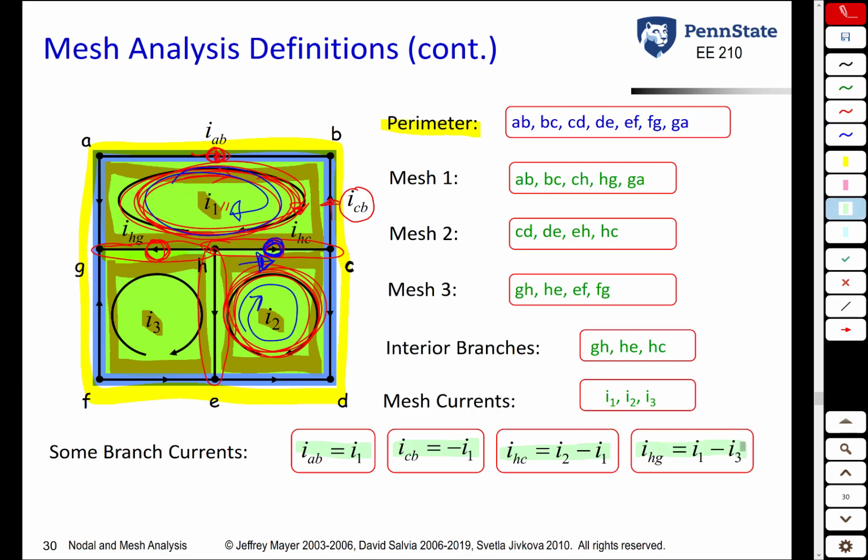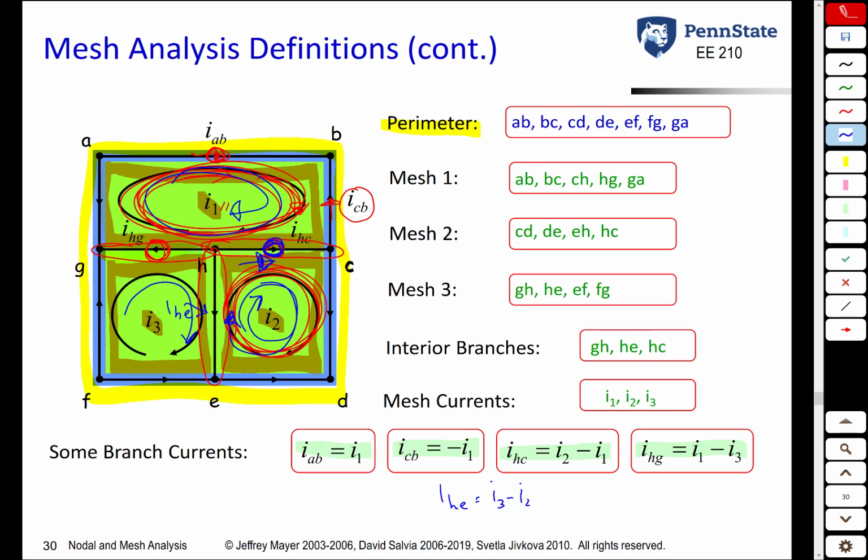I did not do this last one, IHE. Let me define it here. IHE is that current there. So what would it be? It is between meshes 3 and 2. IHE is going from top to bottom. That is the same direction as I3, the opposite direction of I2. So IHE is equal to I3 minus I2.